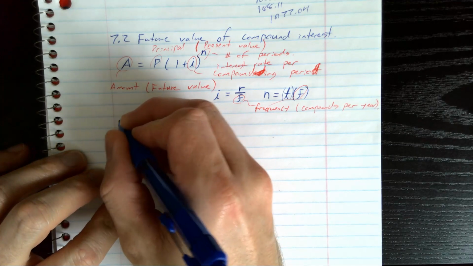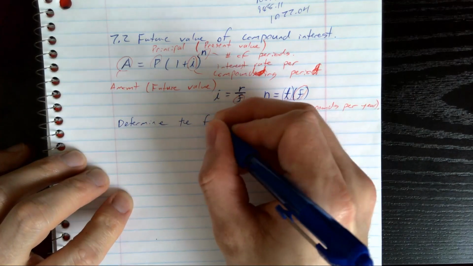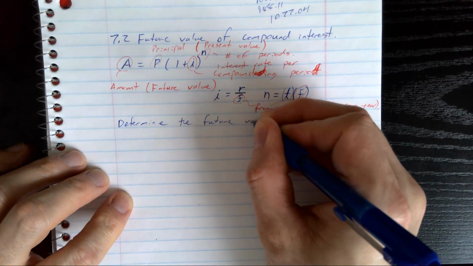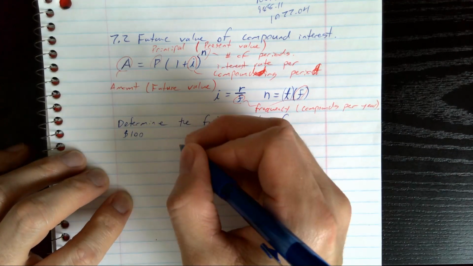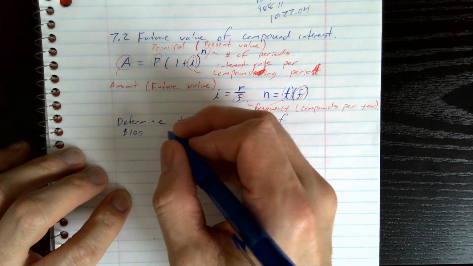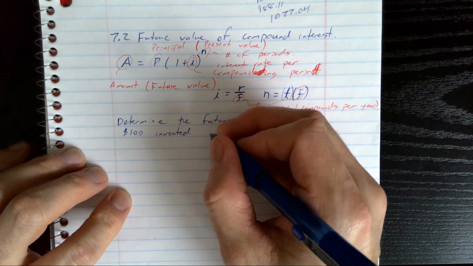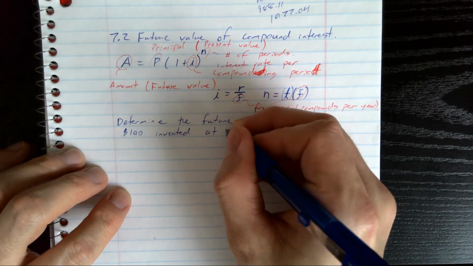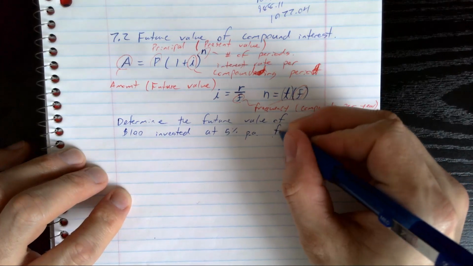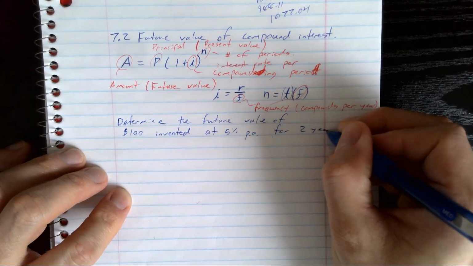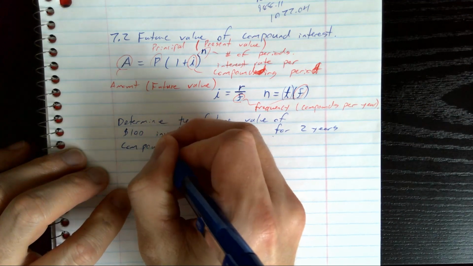So let's say determine the future value, or the amount, and we're going to keep our principal constant. Let's say that we can put away $100 today. We'll pick a pretty gentle interest rate, invested at 5% per annum. Let's say we can put it away for 2 years. And then what we're going to do is change our compounding frequency.